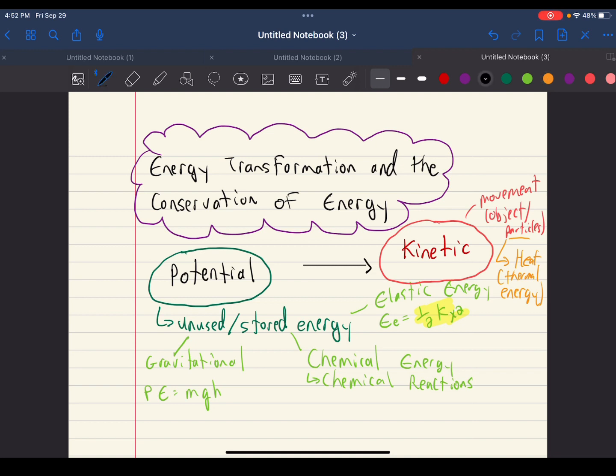Okay, now what I'm going to do is I'm going to draw the arrow going this way, because at the same time, you can transform kinetic energy to potential energy. So this is really a fully exchangeable process. Let's look at a simple scenario and see how energy does transform from just simple movements of objects.